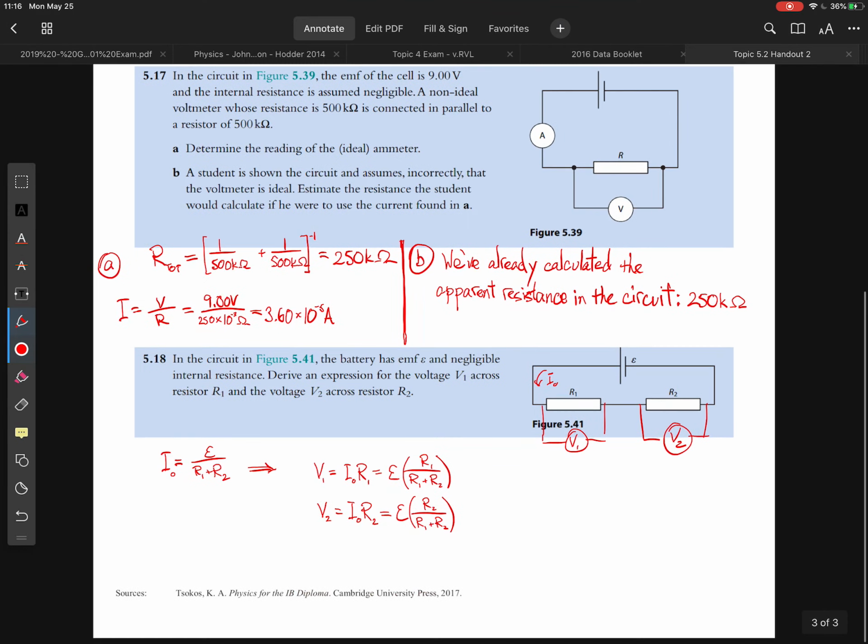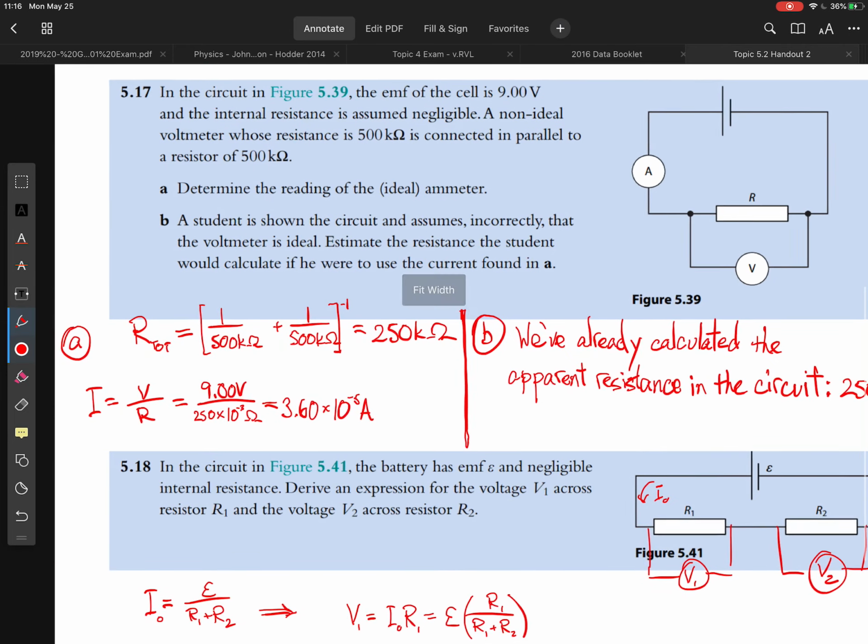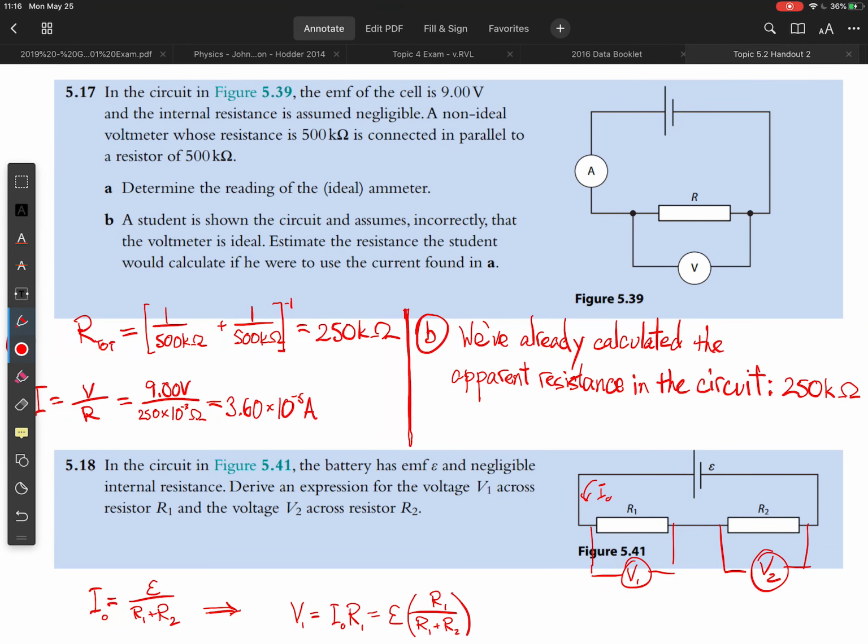All right, so we've talked about 5.16. Let's go on to 5.17. The EMF of the cell is 9.00 volts. Internal resistance, as is often the case here, is assumed to be negligible. A non-ideal voltmeter with resistance of 500 kiloohms is connected in parallel to a resistor of 500 kiloohms. Okay, so determine the reading of the ideal ammeter, and that will mean that the ideal ammeter has 0 resistance.